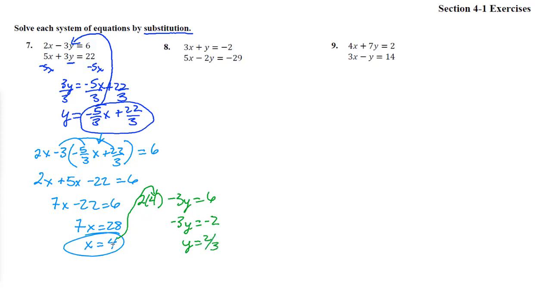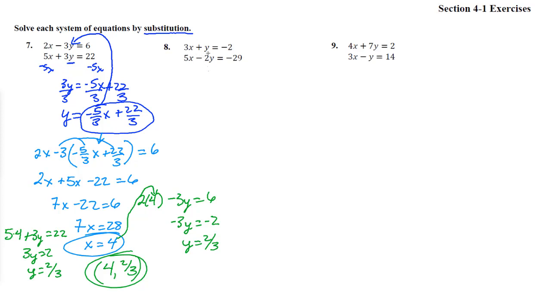Double check that with the other one, just in case, or just for fun. If we stuck 4 in right here, we would have 5 times 4 plus 3y equals 22. Subtract 20 from both sides and we get 3y equals 2. Divide by 3 and we get y equals 2 thirds. So yeah, our answer is 4 for x, 2 thirds for y, and that's the point that is on both lines. All right, let's try the next one.